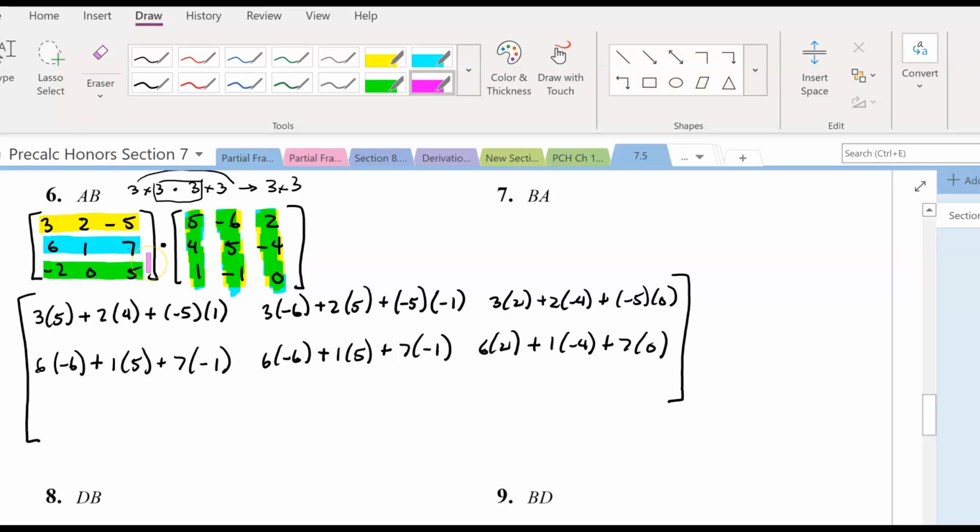Alright, we'll just leave it as green there. So we're going to do the last row times the first column. So I have negative 2 times 5 plus 0 times 4 plus 5 times 1.